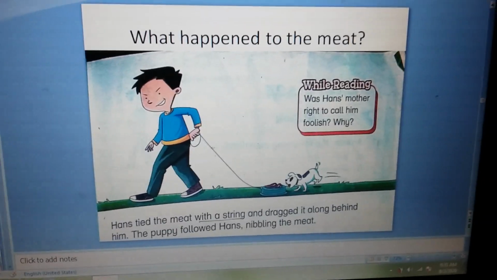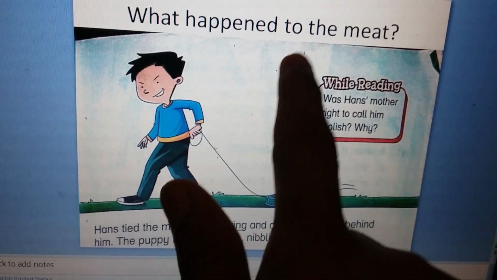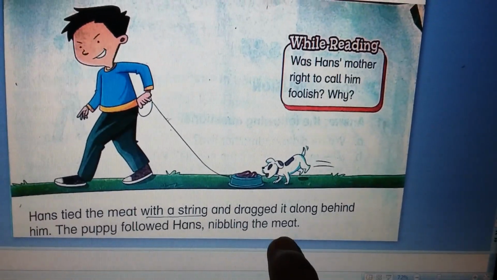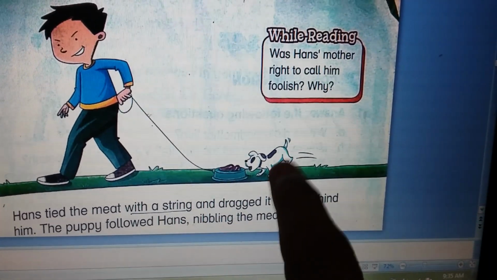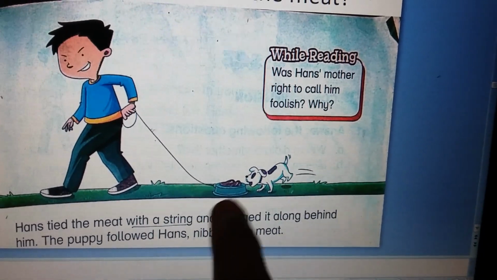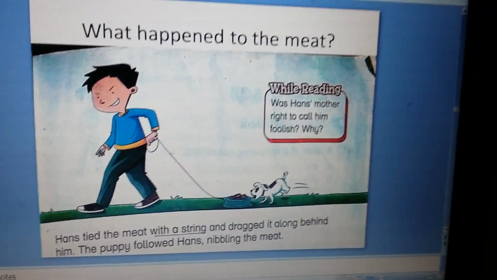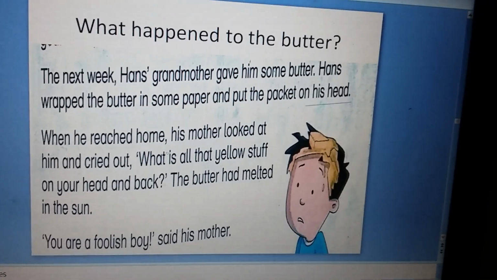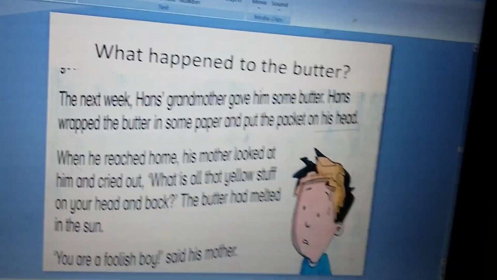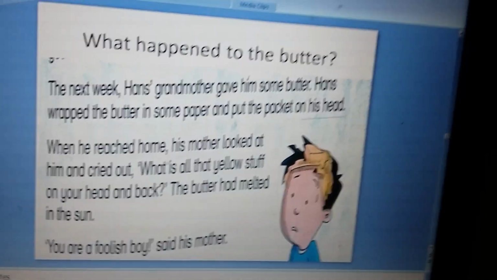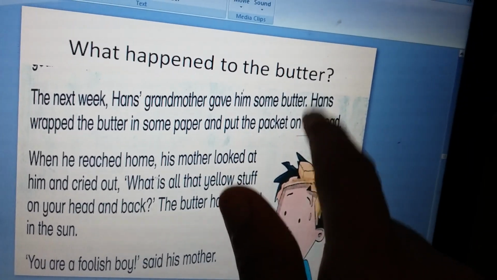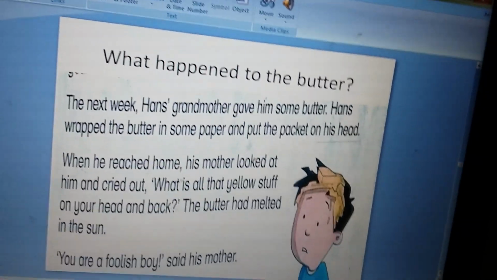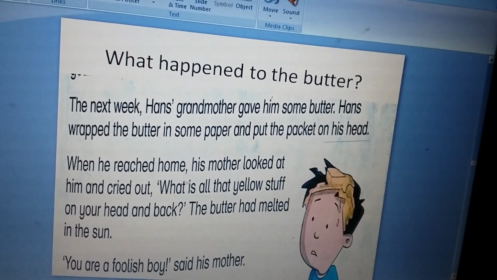And here, what happened to the meat? Both answers will be correct. The meat was nibbled by the puppy, or the meat was dragged with a string. Both are correct. And here, what happened to the butter? He put the butter on his head, or the butter was melted in the sun. Both are correct, because he did something wrong with this butter. It was melted in the hot sun.